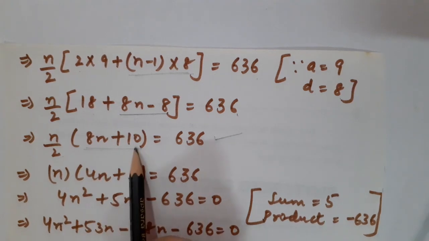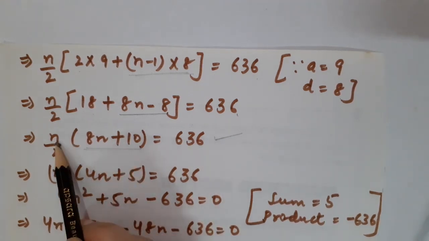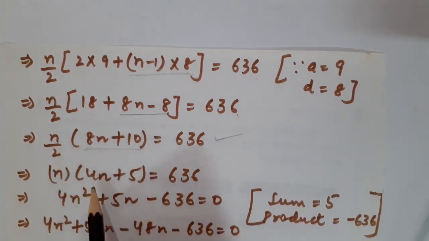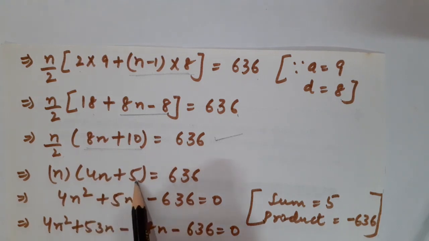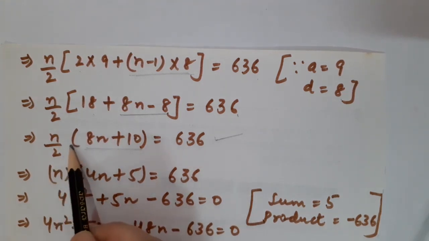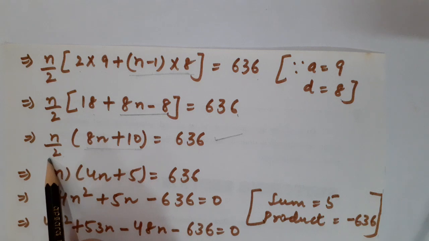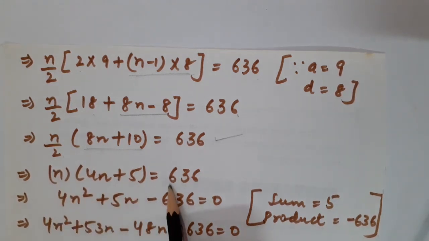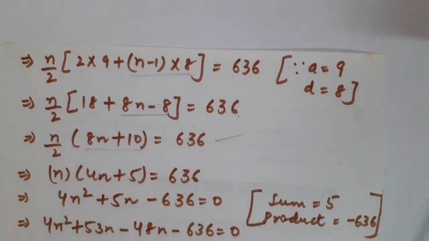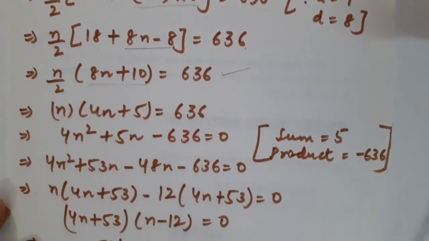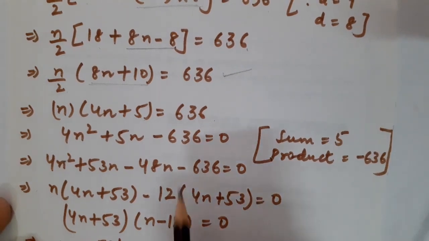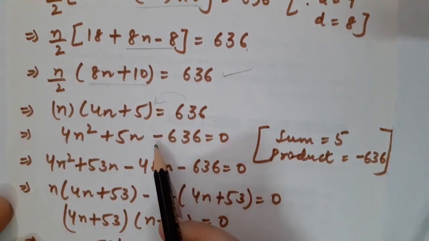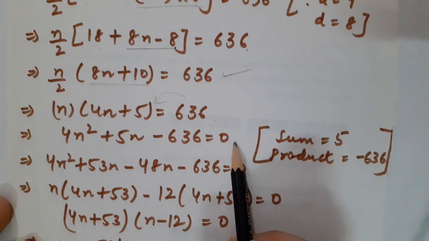Children, from this bracket you can take 2 as common. If 2 comes out, so what would be left inside? It will be 4n plus 5, and whatever 2 came, so that is going to be cancelled with this 2, correct? So I will be getting n into 4n plus 5 is equal to 636. Multiply n by 4n plus 5, so I have got 4n square plus 5n. This I am bringing on left hand side, minus 636 is equal to 0.